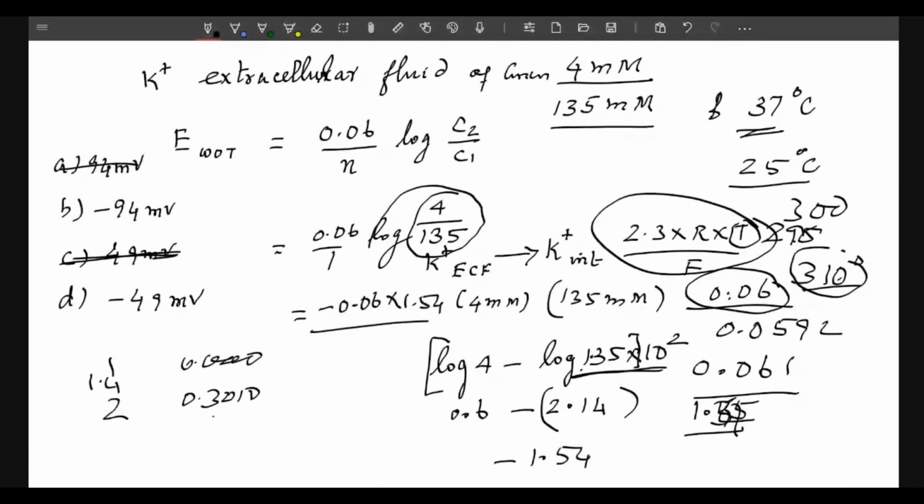Multiply this one, 1.54 into 6 is 924, with 2 decimals and 2 decimals, 4 decimals, so 0.0924. This can be written as 92.4 into 10 power minus 3 volt. This 10 power minus 3 is nothing but milli, therefore the answer would be very near to 92.4. What is the answer given? Minus 94 is the answer given. Therefore, that is the correct answer.